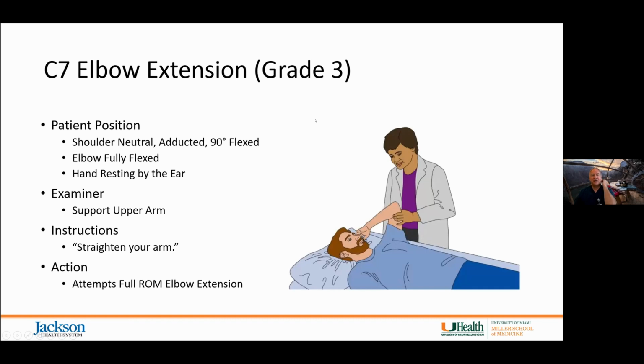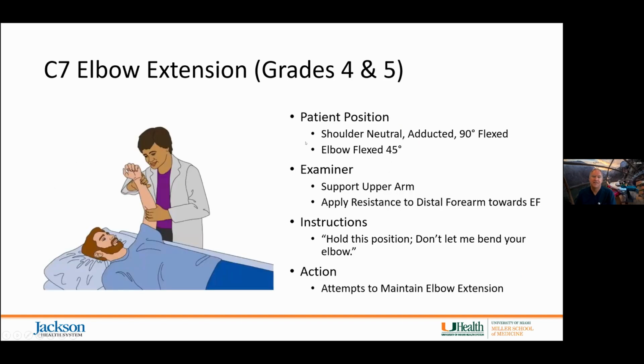A grade 3, now you're going to flex the elbow fully, have the hand resting by their ear while they're lying down, and you're going to ask them to straighten their arm. If they can do that against gravity through the full range of motion, you're going to grade them a 3. Then you're going to determine if they have a grade 4 or grade 5 strength. So with the elbow flexed at 45 degrees, you're going to support their upper arm and ask them to hold that position against you as you try to pull the extended elbow into a flexed position.